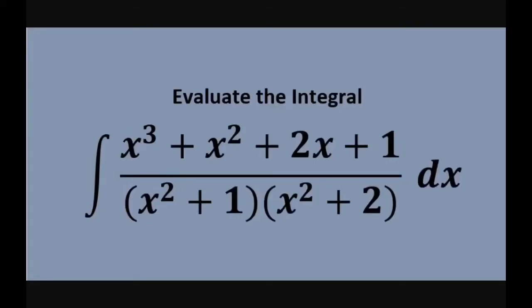Hi everyone, we're going to evaluate the integral of (x cubed plus x squared plus 2x plus 1) all divided by (x squared plus 1) times (x squared plus 2) dx. So we're going to have to use partial fraction decomposition. We have two irreducible quadratic factors here. So we're going to set this up as, and I'm just going to look at the integrand here.